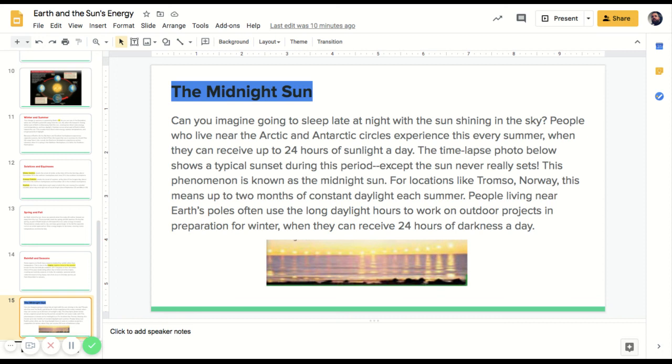For locations like Tromsø, Norway, this means up to 2 months of constant daylight each summer. People living near Earth's poles often use the long daylight hours to work on outdoor projects in preparation for winter, when they can receive 24 hours of darkness a day.